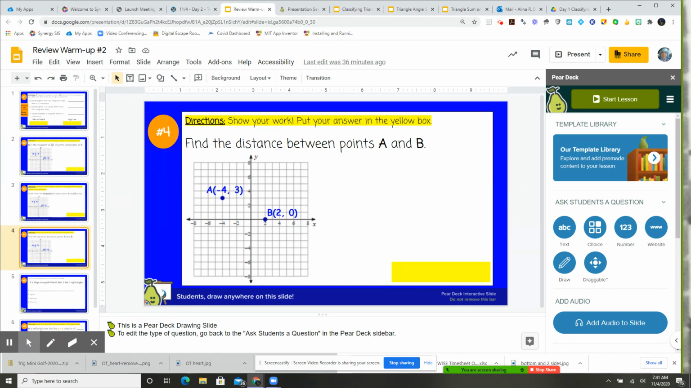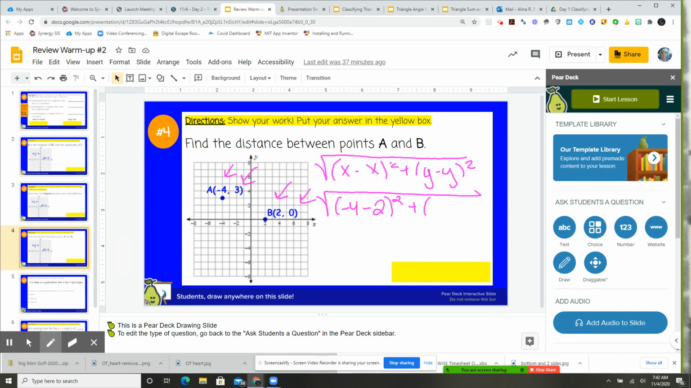So the third question I can ask with all of this nonsense, keeping all of these X and Y straight, is the distance. We can do distance with the formula: X minus X squared plus Y minus Y squared. Put in your X's and your Y's. Make sure that you get your X's together. So -4 minus 2 squared and 3 minus 0.